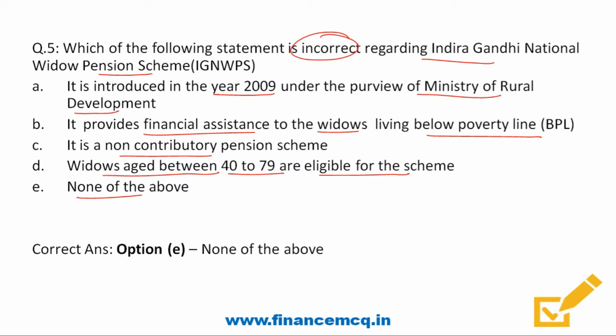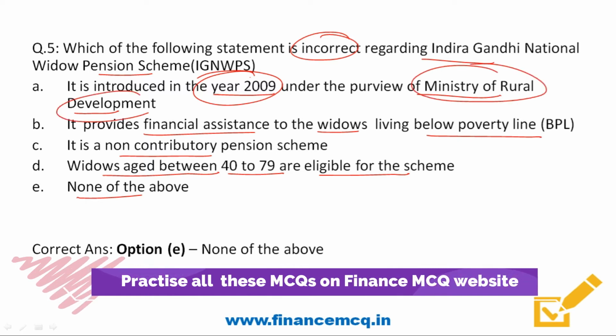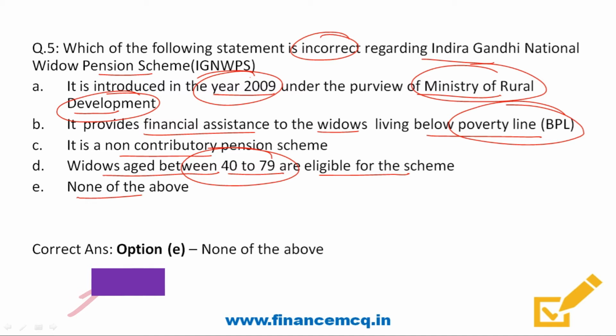So friends, if we see the highlights, first of all, this Indira Gandhi National Widow Scheme was introduced in the year 2009 and it is under the Ministry of Rural Development. And friends, it provides financial assistance to widows living below poverty line. And friends, it is a non-contributory pension scheme. So that means the beneficiary will not have to contribute to the scheme and it will be payable directly by the government. And friends, the widows aged between 40 to 79 are eligible for the scheme.